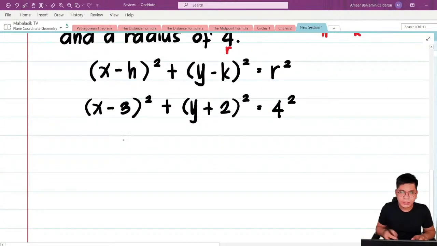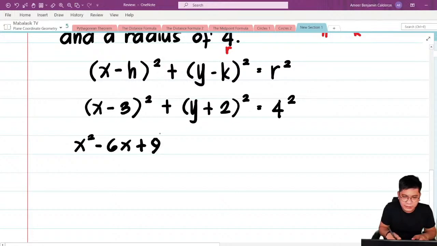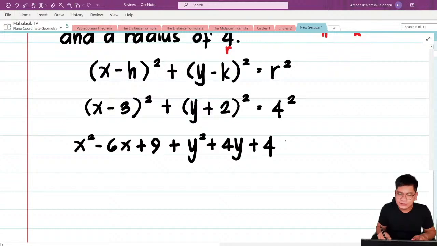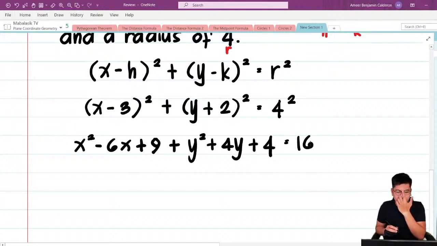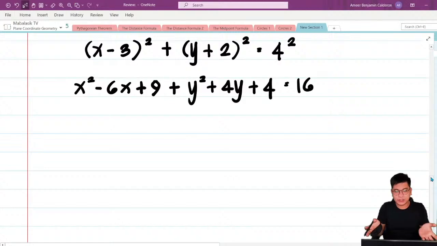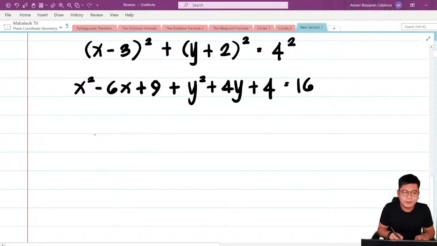At this point, we want to expand these two squares of binomials and square the length of the radius. So we will have x squared minus 6x plus 9 for this part of the equation, then plus y squared plus 4y plus 4 for this part of the equation, is equal to 16. When we are in this step already, we just want to combine like terms and arrange the equation such that it will abide to the general form. So let us do that simultaneously.